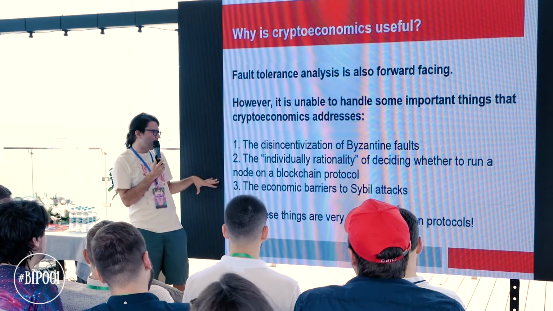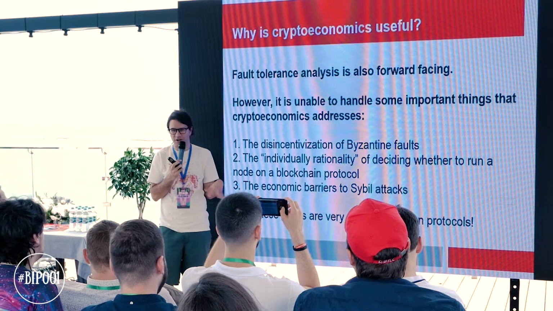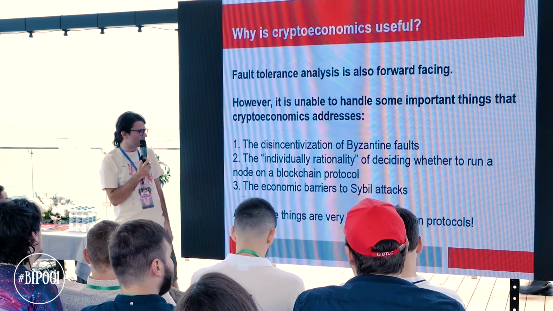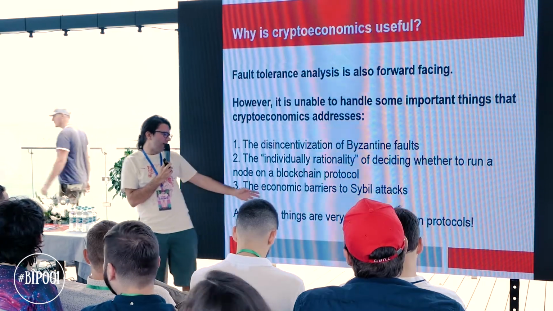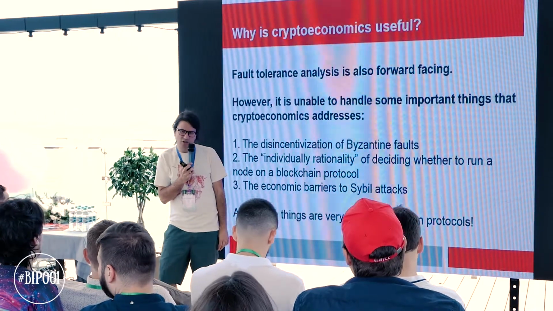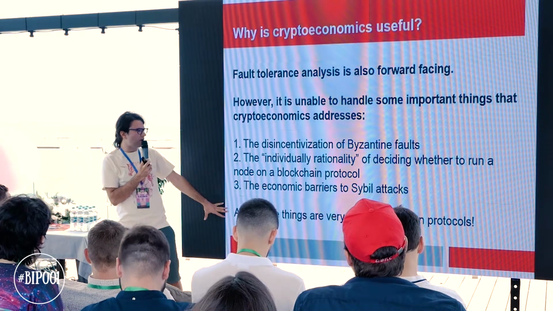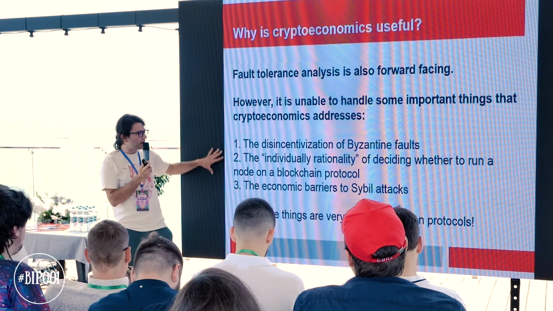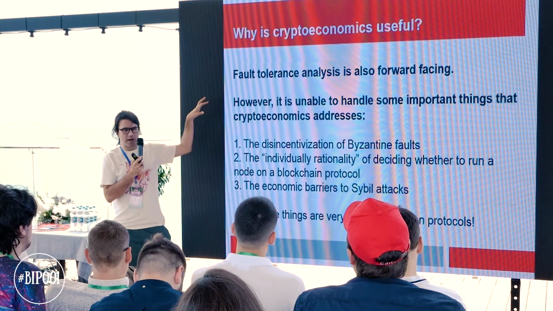There's this problem of individually rationally deciding whether to run a node, right? In an open protocol, everyone has to make this decision: do I run a node or not? And that's not captured in Byzantine fault tolerance analysis. And this idea that we need economic barriers to Sybil attacks also is not captured in Byzantine fault tolerance analysis. And these somehow are all very relevant to our setting. And so there are things that we care about that aren't addressed by fault tolerance analysis, but are addressed by cryptoeconomics.